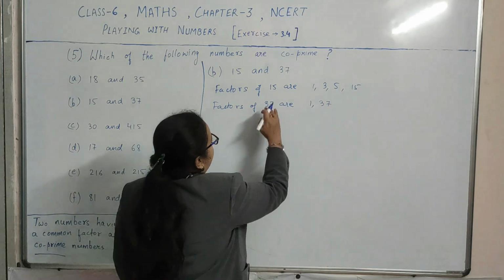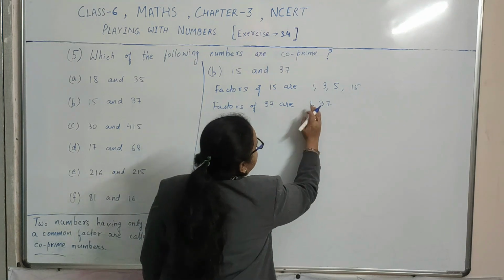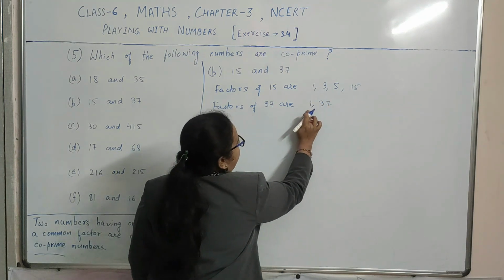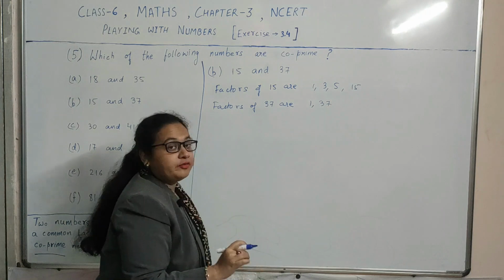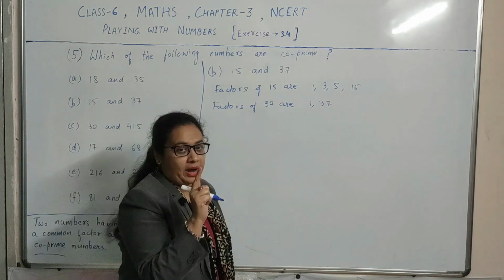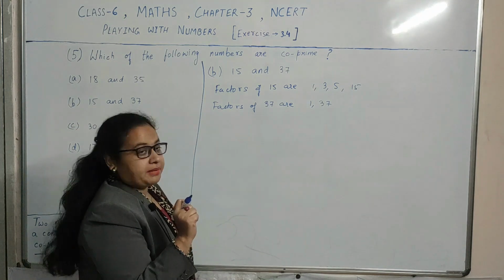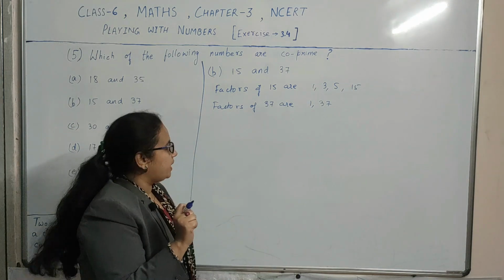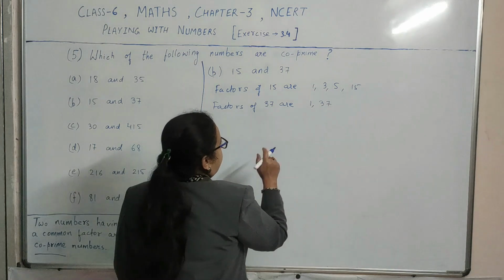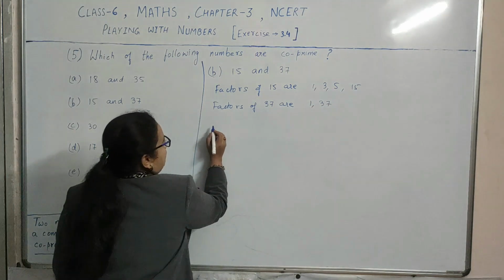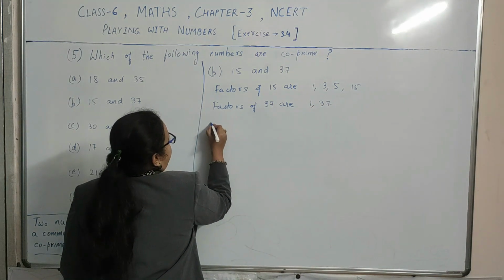So what are the common factors of 15 and 37? See, only 1 is the common factor of 15 and 37. If two numbers are having only one common factor, which is 1, then the numbers are coprime numbers. So 1 is the only common factor.